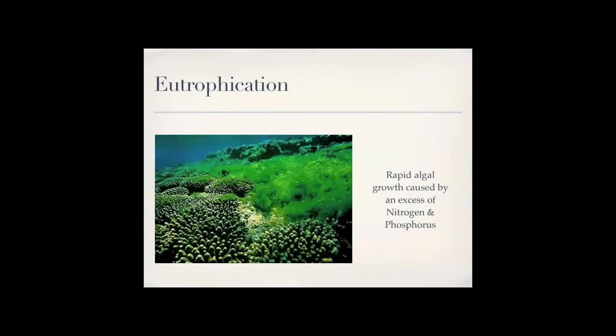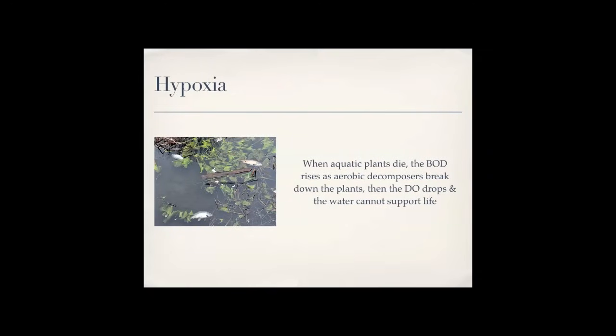Now, eutrophication is algae growing rapidly caused by an excess of nitrogen and phosphorus. So if you have a lot of phosphorus runoff and nitrogen runoff, stuff like that, you're going to get a lot of algae, and this is known as eutrophication. So hypoxia is when aquatic plants die. When aquatic plants die, the biological oxygen demand rises as aerobic decomposers break down the plants, and the dissolved oxygen rate drops, and the water cannot support life.